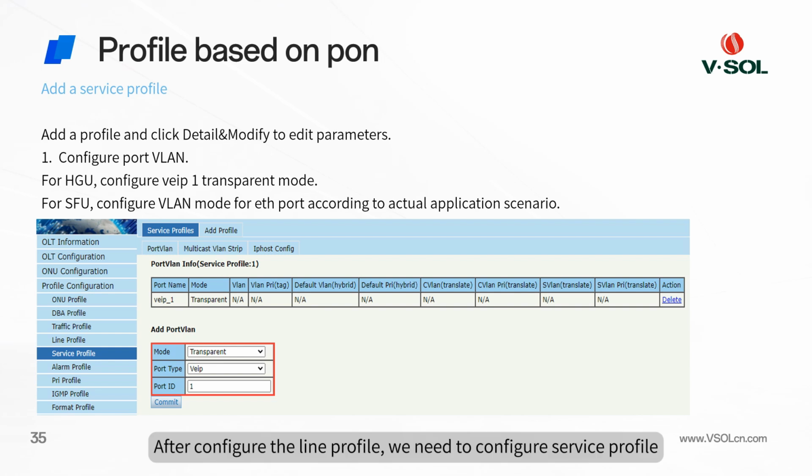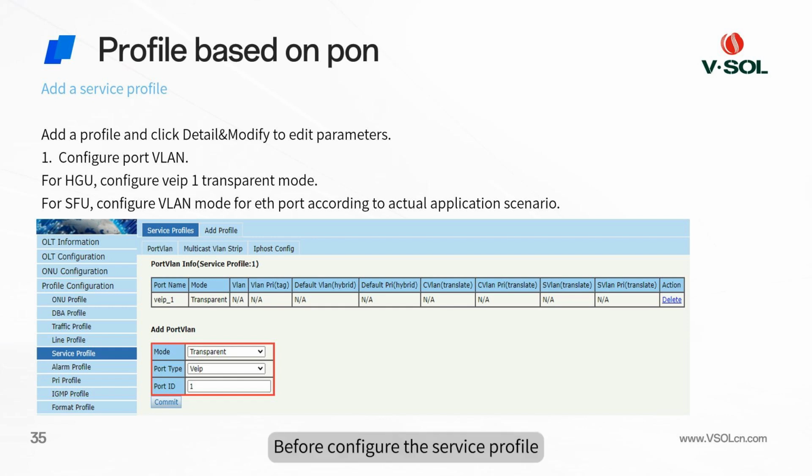After configuring the line profile, we need to configure the service profile. Before configuring the service profile, you need to make sure which mode your ONU works in. The ONU has two modes, one is HGU, another is SFU. There is a simple way to tell the type of ONU. You can open the ONU web page. If you can configure WAN on the ONU, it is HGU. If you can't configure WAN, it is SFU.